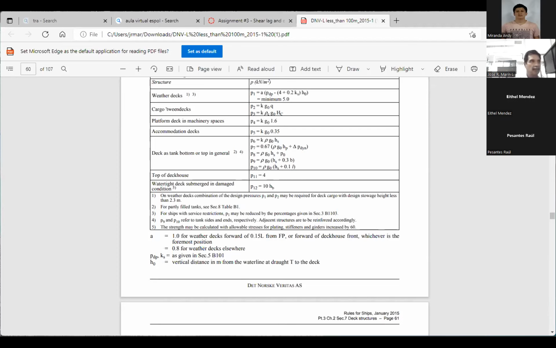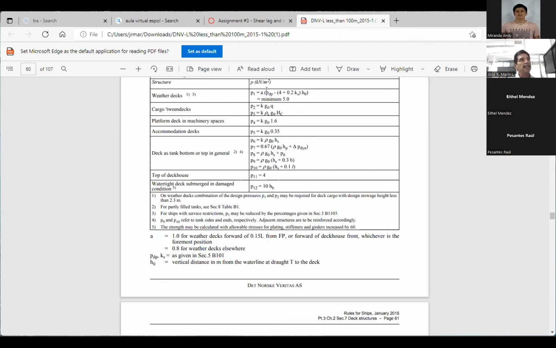Because it is the plan of the ship. In the first line is the forward of the house in the front. Exactly. Or forward of a point 0.15 L from the forward perpendicular. So we are a little bit behind. That's why we need to apply 0.8. Okay. You see? That's easy, right? So let's go on.